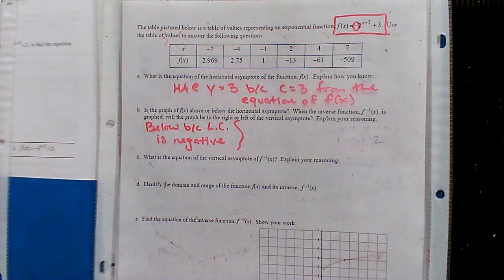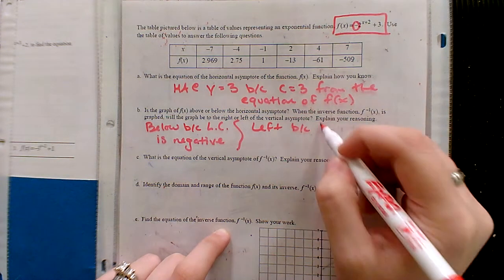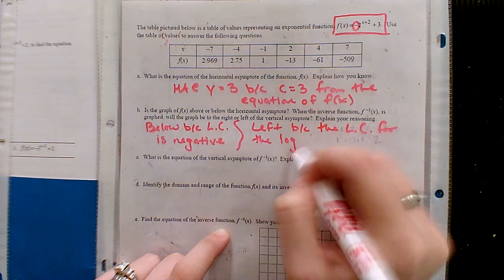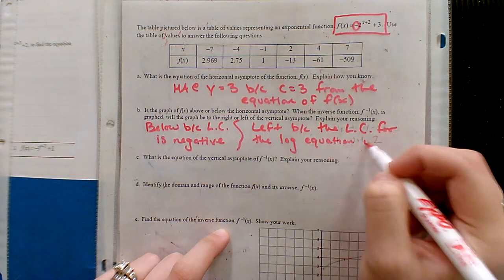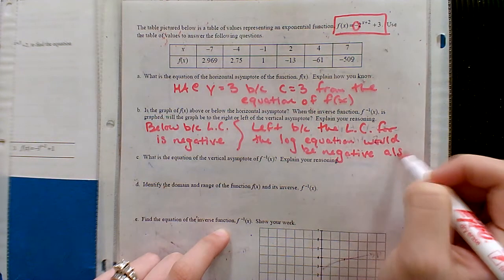Perfect. All right. So, using that information, when it comes time to talk about the inverse, aka the log, would that log graph be to the right or to the left of its asymptote? Let's go ahead and try to find that one as well. What do you think? Yes, Ashley? How'd you know? All right, because the leading coefficient for the log equation would be negative also.